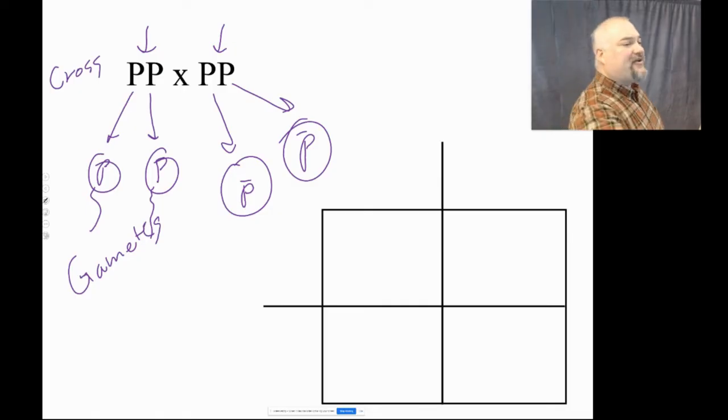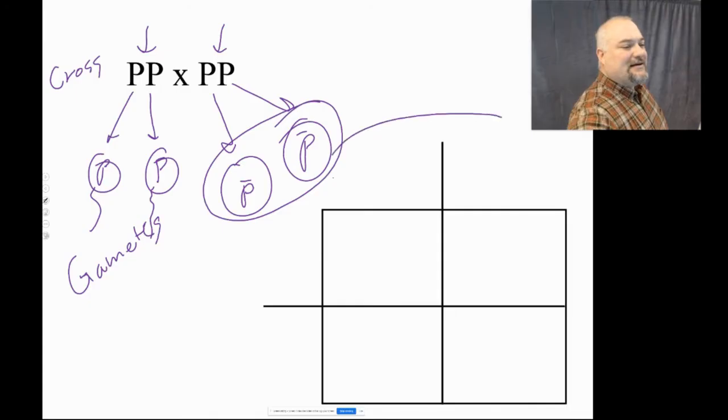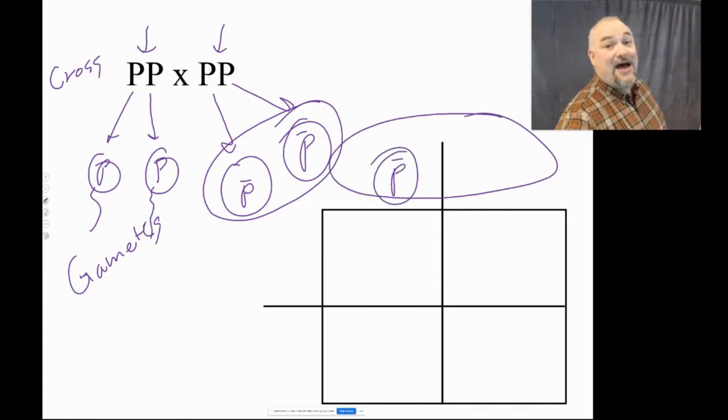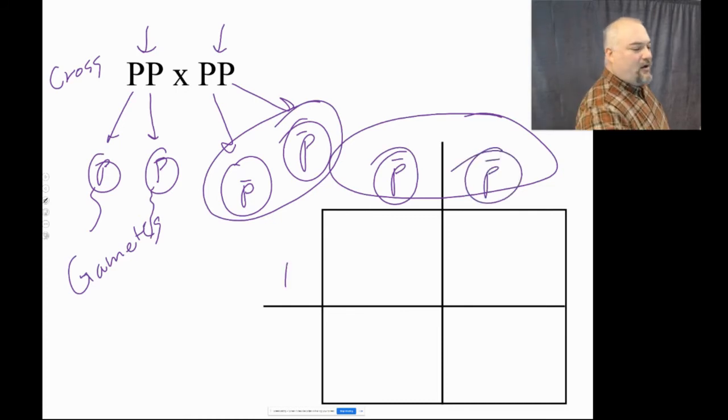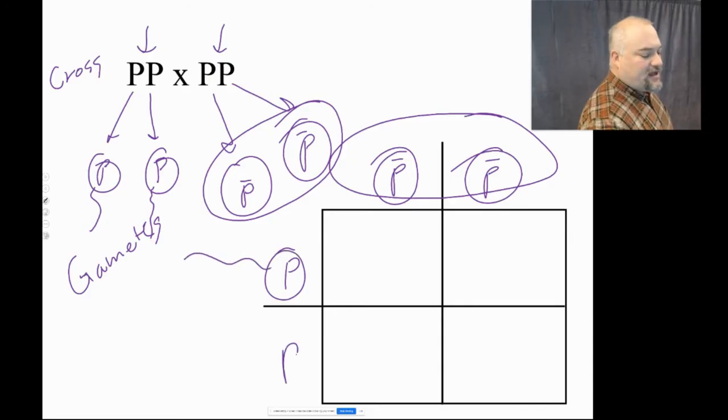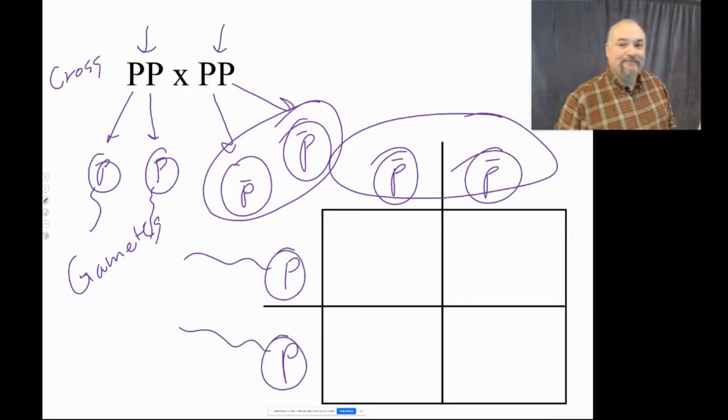Now, the key factor here is you've got to put the gametes from the same parent on the same side of the Punnett square. So I'm going to put the eggs on top, one egg on top, I've got to put the other egg on top. Okay? If I put one sperm on the side, I've got to put the other sperm on the side. I can't go mixing that up. All right, they've got to be the same.